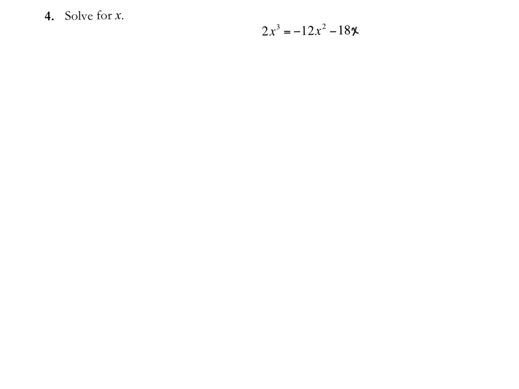Problem 4 says to solve for x, so this is another equation to solve. I can tell that I actually want to solve the equation and not just factor it because the directions ask me to solve for x. So the first thing that we'll do to solve an equation is to get all the terms over to one side. To do that, we're going to add 12x squared to both sides, and we're going to add 18x to both sides. And then we're just left with 0 on the right-hand side.